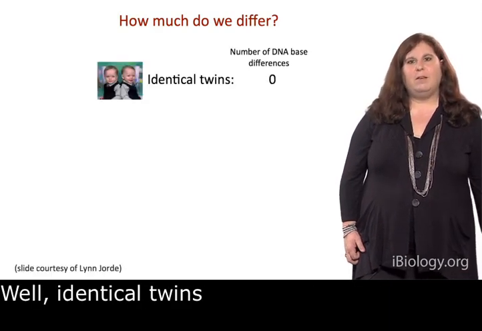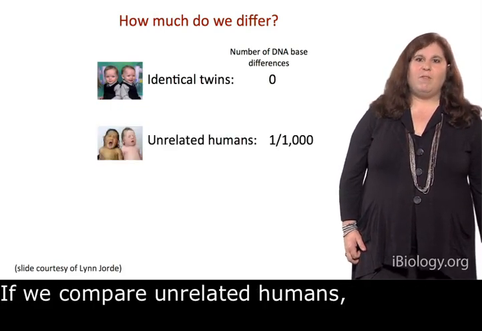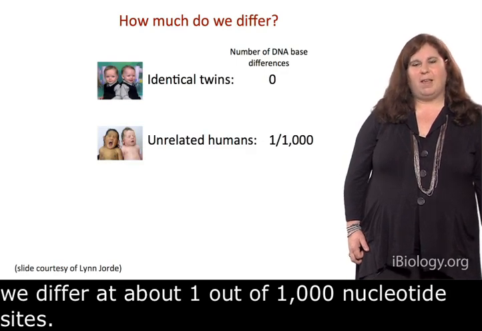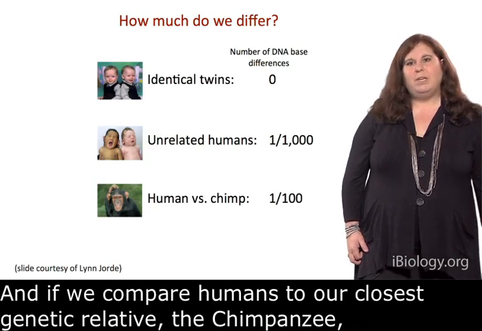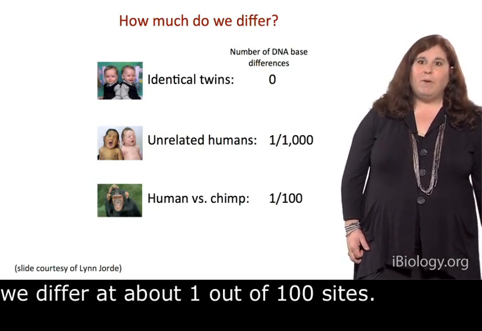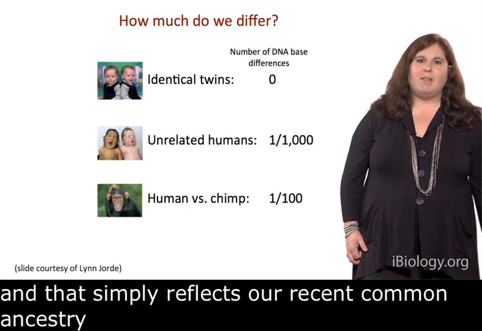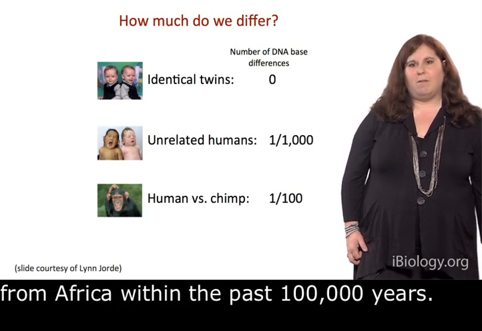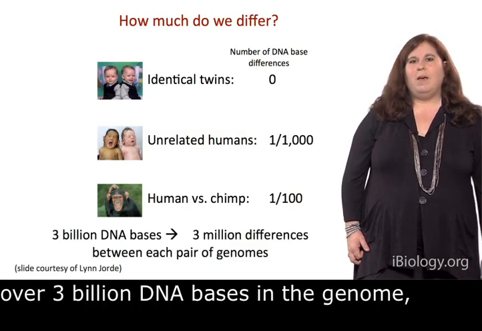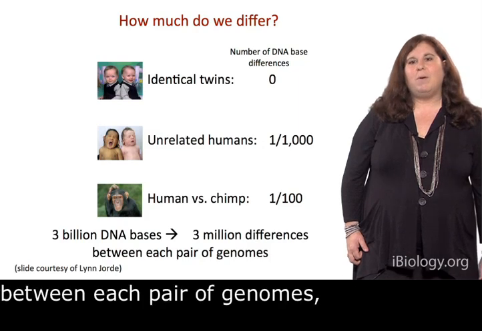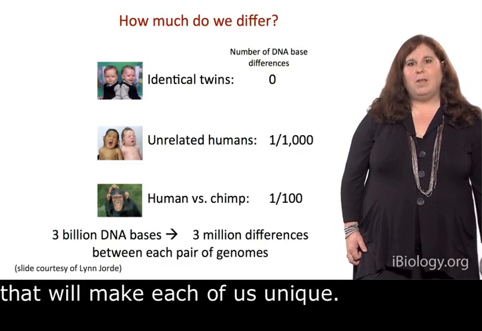Well, identical twins have no differences at the nucleotide level. If we compare unrelated humans, we differ at about 1 out of 1,000 nucleotide sites. And if we compare humans to our closest genetic relative, the chimpanzee, we differ at about 1 out of 100 sites. So as a whole, our species is very similar, and that simply reflects our recent common ancestry from Africa within the past 100,000 years. But when you consider that there are over 3 billion DNA bases in the genome, that results in 3 million differences between each pair of genomes, more than enough to generate the diversity that will make each of us unique.